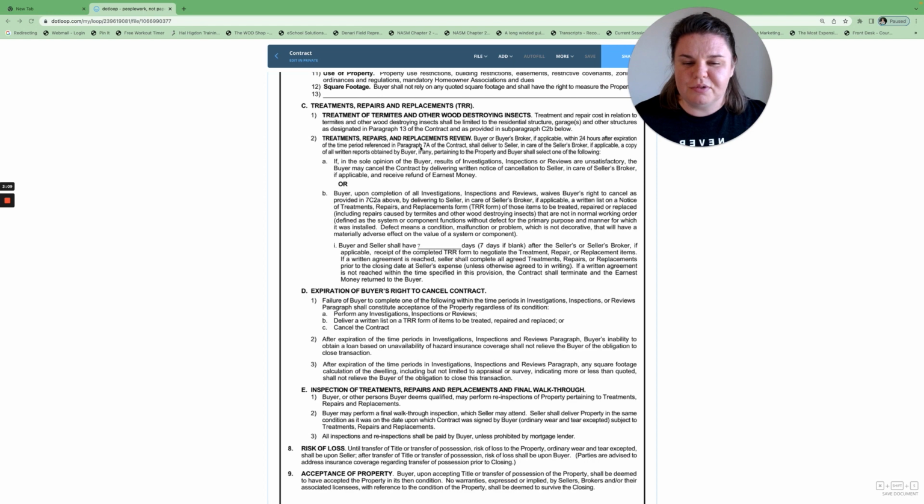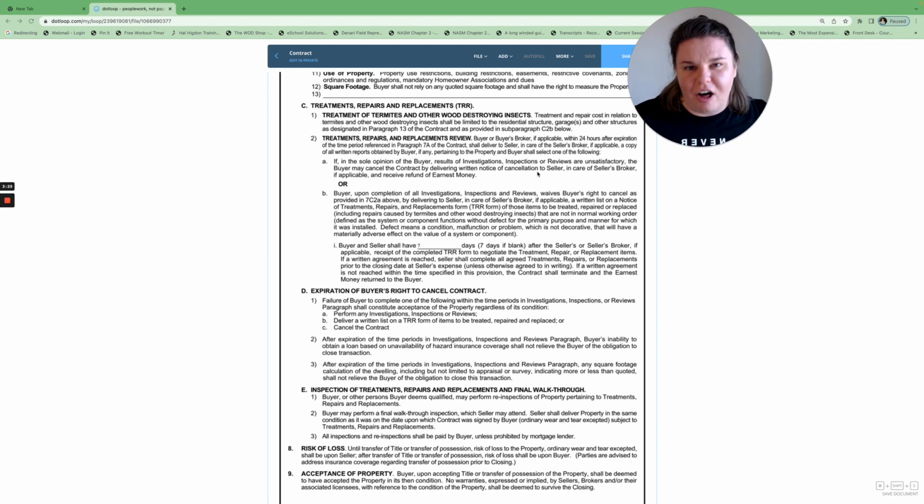Treatments, repairs, and replacements review. Buyer or buyer's broker, if applicable, within 24 hours after expiration of the time period referenced in paragraph 7A of the contract shall deliver to seller in care of the seller's broker, if applicable, a copy of all written reports obtained by buyer, if any, pertaining to the property, and buyer shall select one of the following.